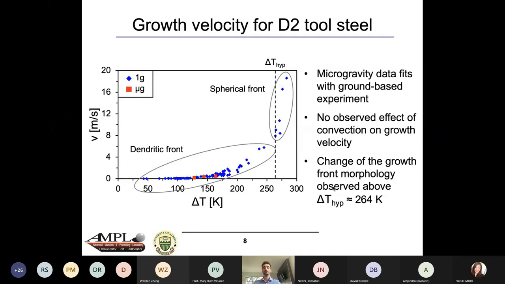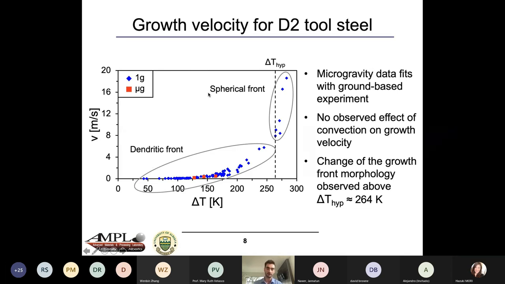By studying these videos and experiments, measuring the velocity at different undercooling, we can produce graphs such as this one for one material. On this graph, we did experiments under microgravity, but also ground, Earth-based experiments. You can see that the trend is similar, which means that convection inside the sample has no effect on the graph of the velocity of the solidification. What is also interesting is that after a certain critical undercooling temperature, the shape of the solidification front changes from dendritic to spherical.